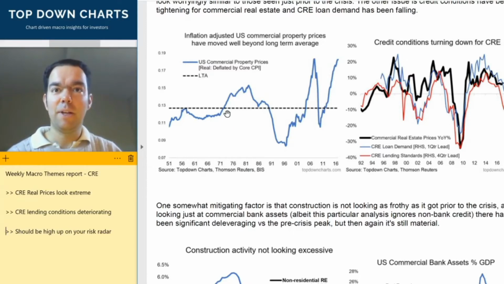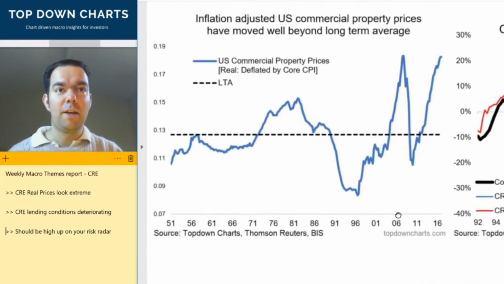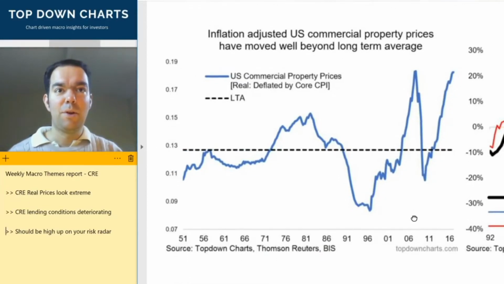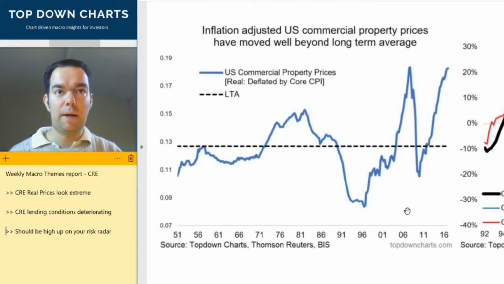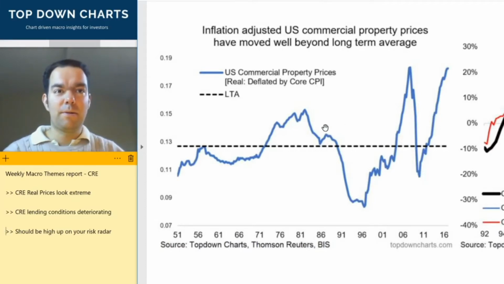And really the key chart for this, it's almost one of those ones where it's just one chart. It's this one here, zooming in because it's that important. So the title of the chart really says it all: inflation-adjusted US commercial property prices have moved well beyond the long-term average. And this is quite an interesting chart, really. It's quite an important one too.